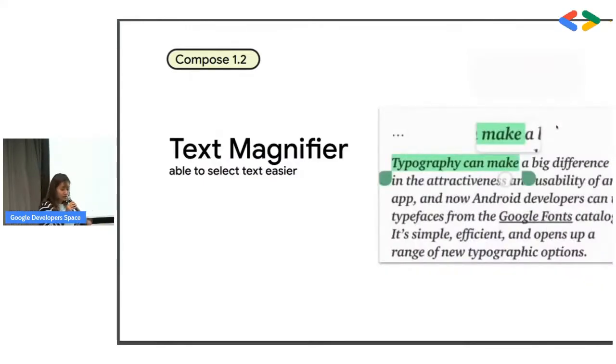Okay, this is a cool feature. Starting from Compose 1.2, the APIs let you add the text magnifier, which makes it easier to select text.